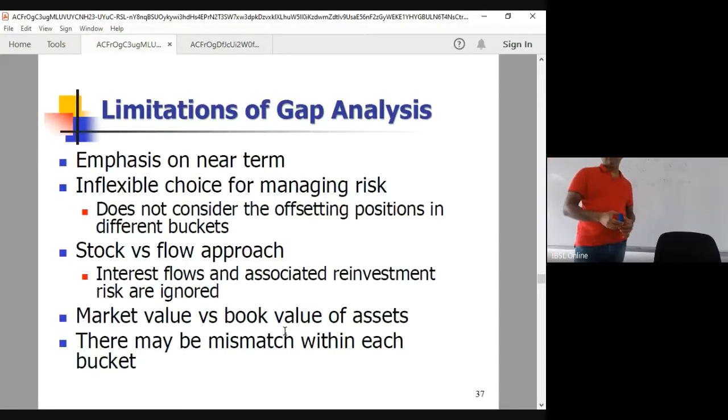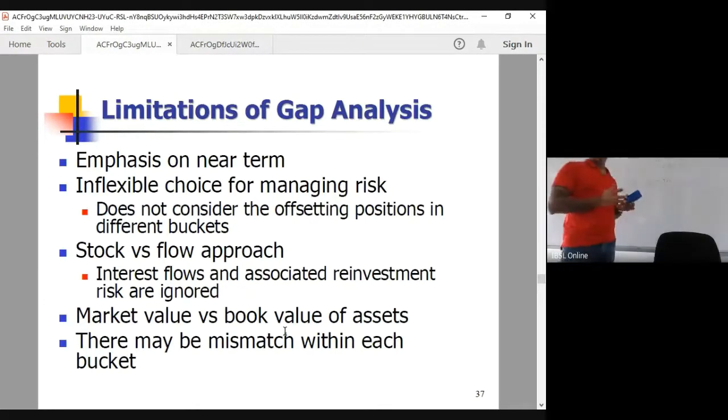Basically there are mismatches within each bucket. So I think the main thing you all can see is the limitations that are there. This is not a very flexible situation, right? Without going into too much of it, it doesn't take into account the interest flows and how you reinvest them, and maybe interest rate changes within that reinvestment risk that you run. It looks at the book value, where you put it, instead of the market value, where it might be a different value.